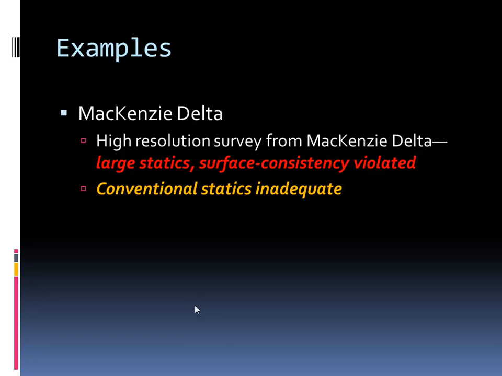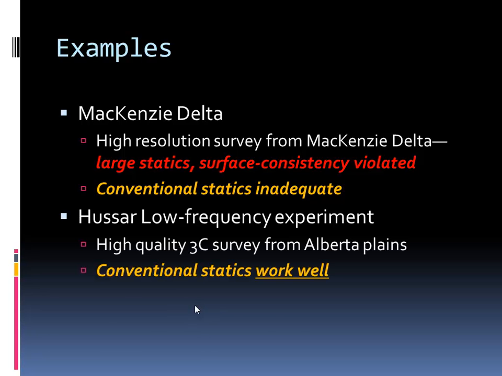There are large statics, and surface consistency is definitely violated because this is a permafrost zone, where the near surface velocity is typically higher than the velocity of the first consolidated layers beneath. And after many tries, it was concluded by the processors of the day that conventional statics were simply inadequate.